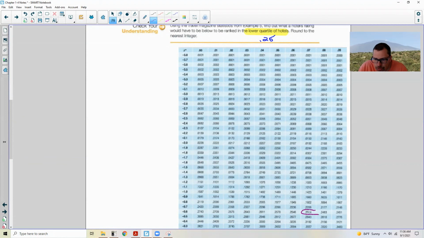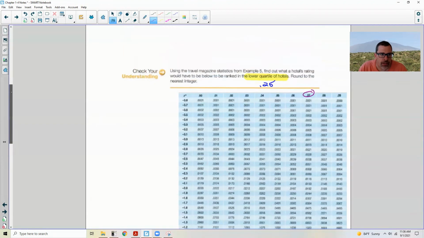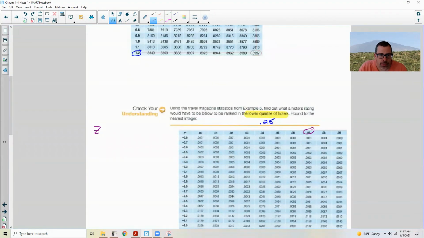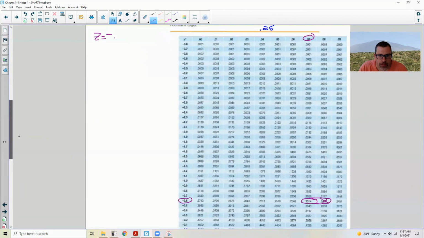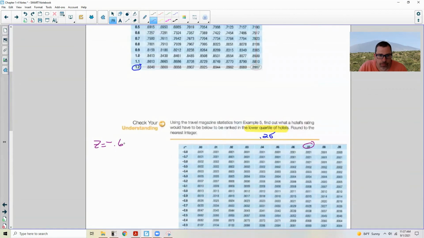So here are the two numbers around 25%. This is 14 one-thousandths, and this is 17 one-thousandths. So this one is closer. So I go up, and it's 0.07, and I go to the left, and it's negative 0.67. All right? So Z equals negative 0.67. There's our Z value, okay?